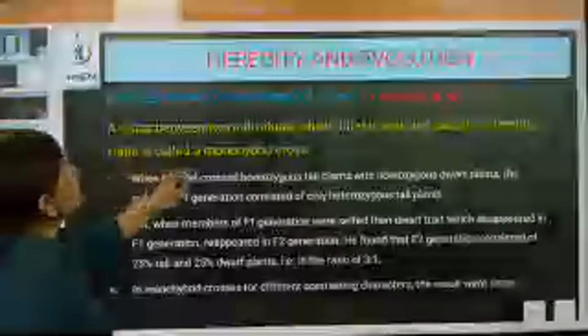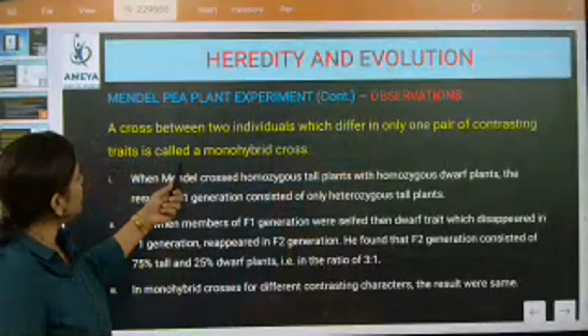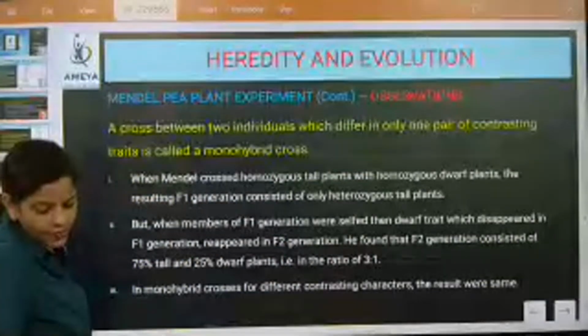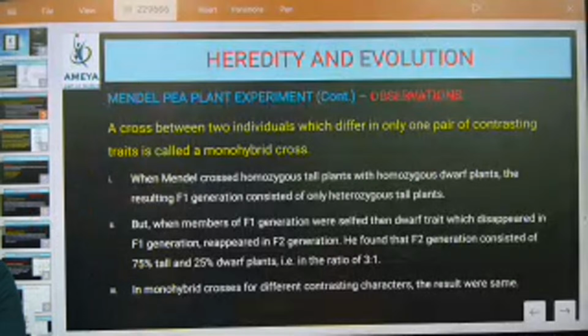So wait. Something I missed. This is the first part. After the first one, some lines were there. This slide I should do. Okay. So a cross between two individuals that differ in only one pair of contrasting character is called a monohybrid cross. So a monohybrid cross is done where one pair of contrasting character is seen.